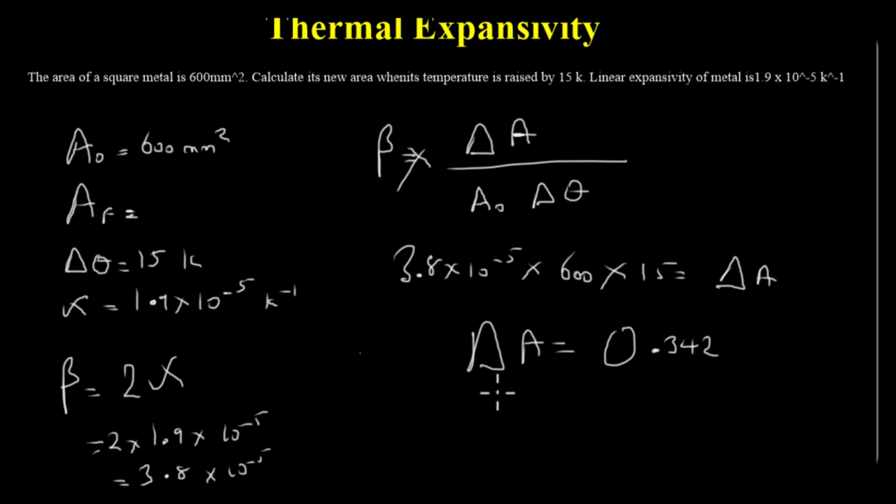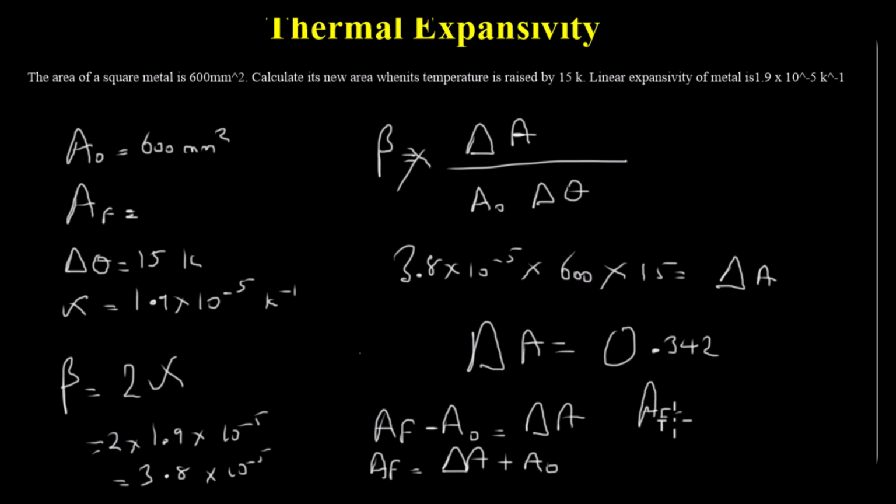But remember, change in area is simply final area minus initial area. So what am I looking for? I'm looking for the final area. So I can simply say final area will be change in area plus original area. So that's where we got that from. Just add this to 600, and then my final area becomes 600.342 mm squared, and then we are done with this.